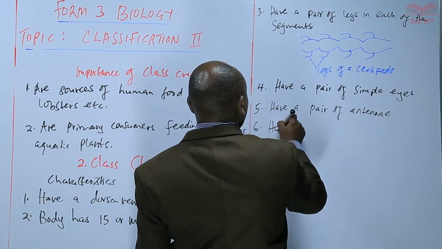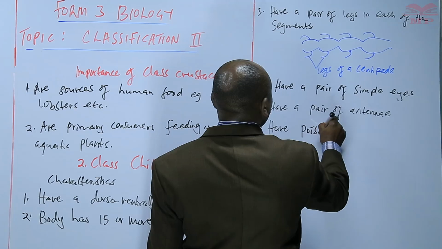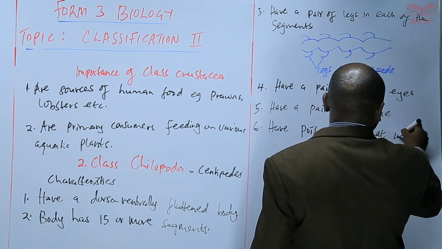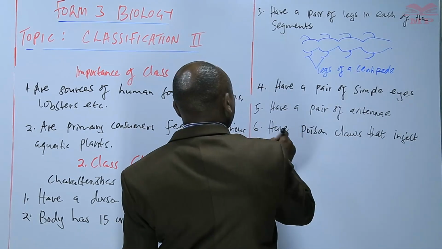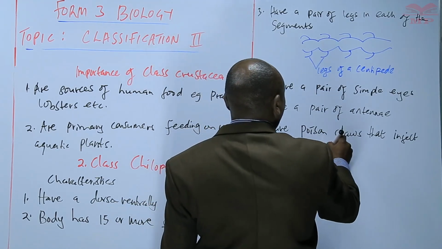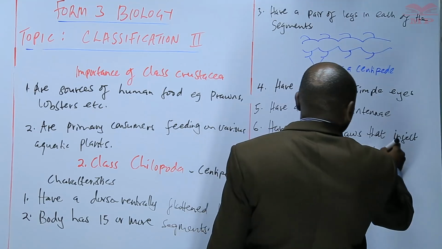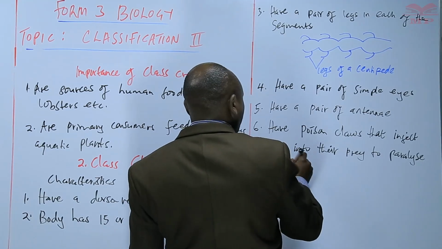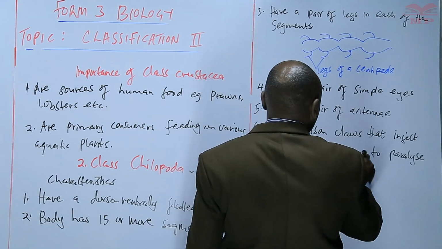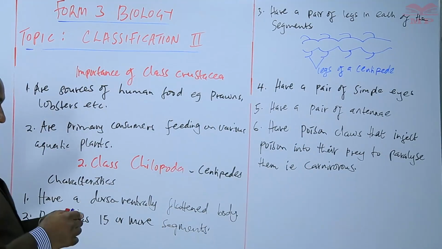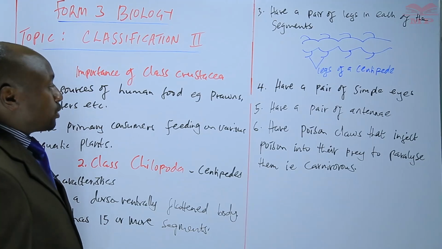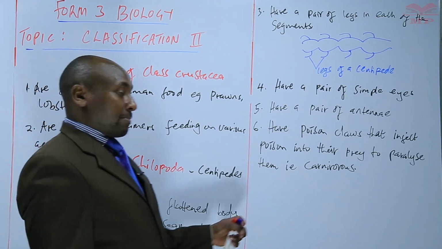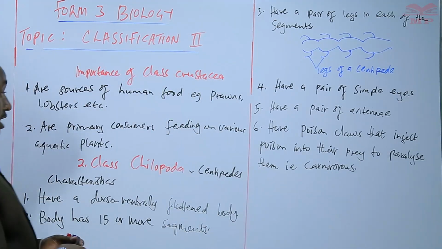They also have poison claws that inject poison into their prey to paralyze them. So they are carnivorous. That's why they have poison claws that will inject poison into their prey so that they can paralyze them and therefore be able to feed on them. So we are saying that they are basically carnivorous.